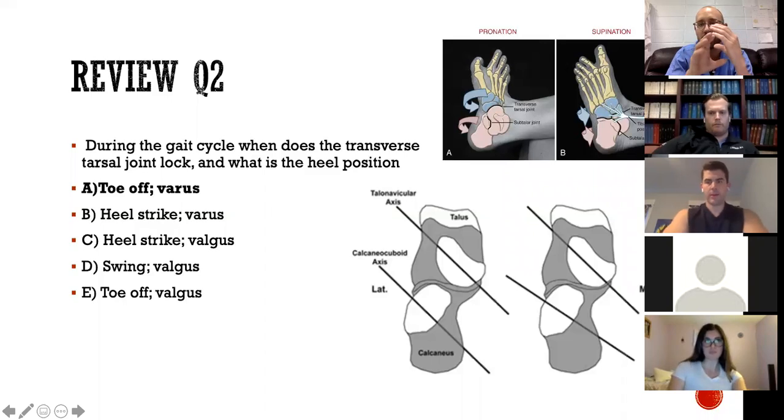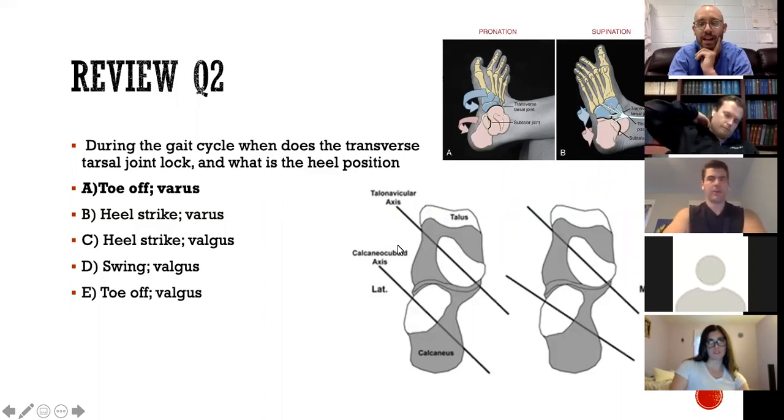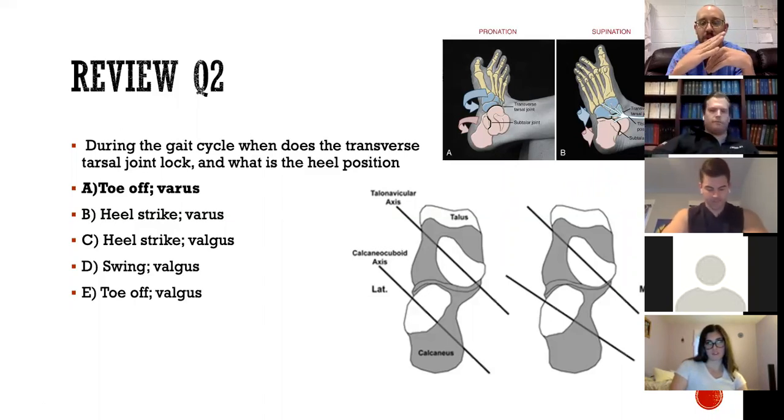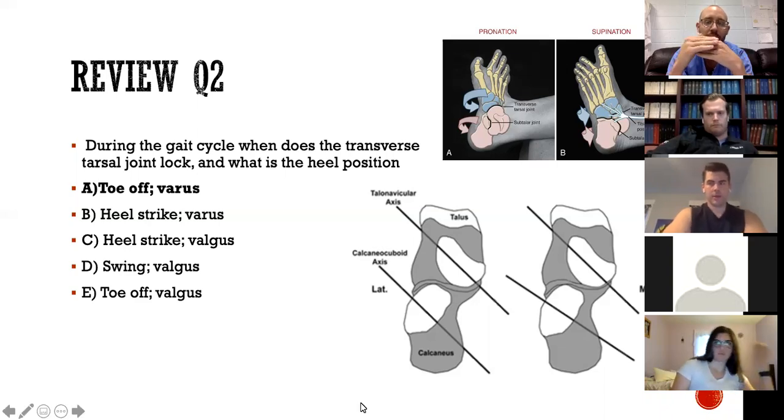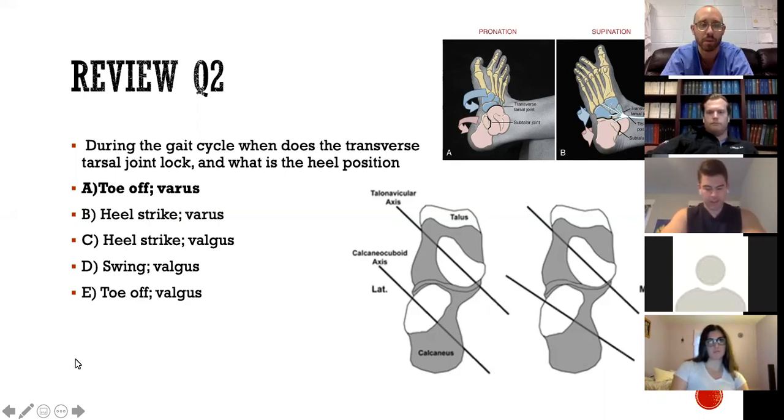So the foot goes in varus, and that locks the joint. If you look on the picture on the left, they're kind of lined up. And when they're lined up, they can have motion through the joint. When the calcaneus goes into varus, it changes the alignment of those joints, so they're no longer lined up. So then they lock. When they lock, that makes the foot stiff, and that allows the foot to push off the ground, have a lever moment, and allow you to ambulate.